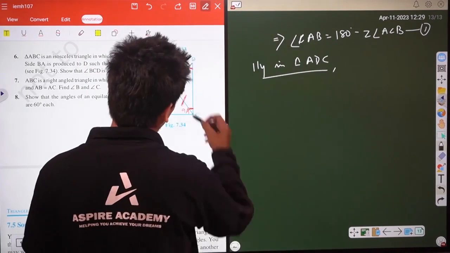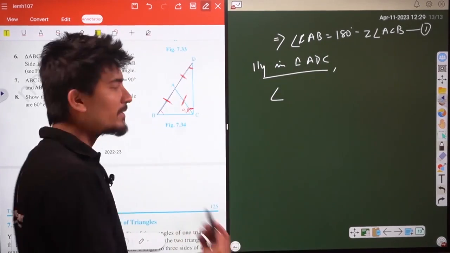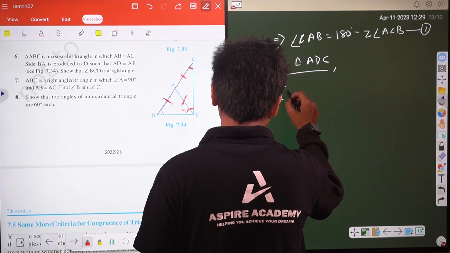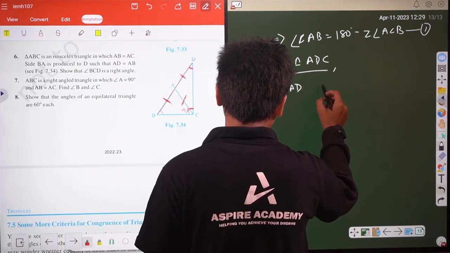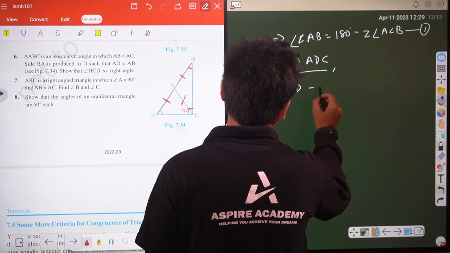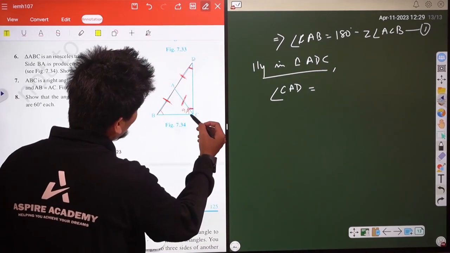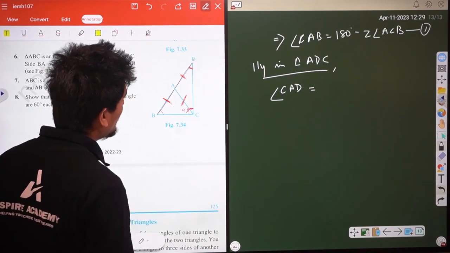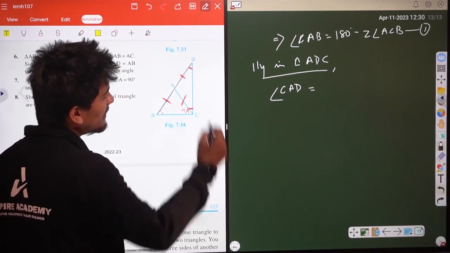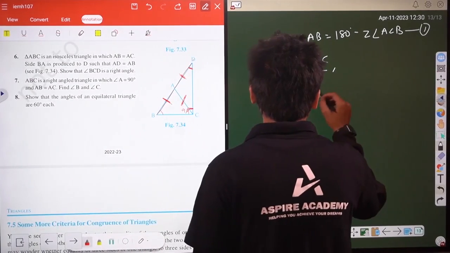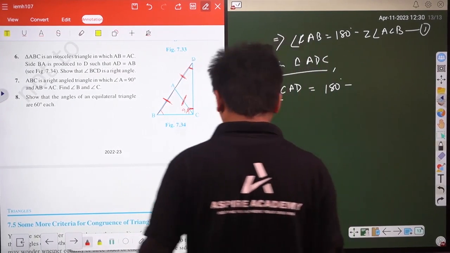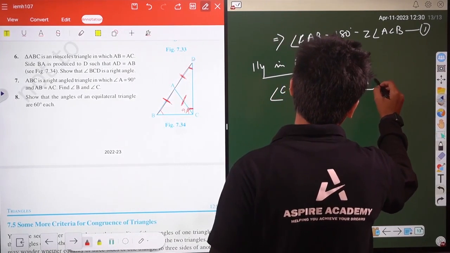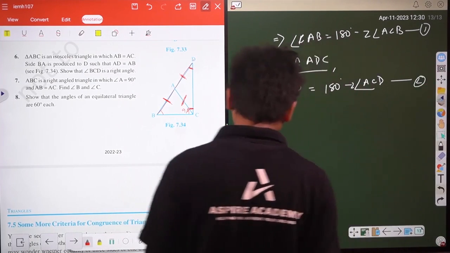Similarly in triangle ADC, the interior angles of a triangle equal 180 degrees. So that means angle CAD plus angle ACD plus angle ADC, right? And ADC is equal to angle CDA. So therefore we can write that angle CAD is equal to 180 degrees minus twice of angle ACD. Okay, this is equation number 2.